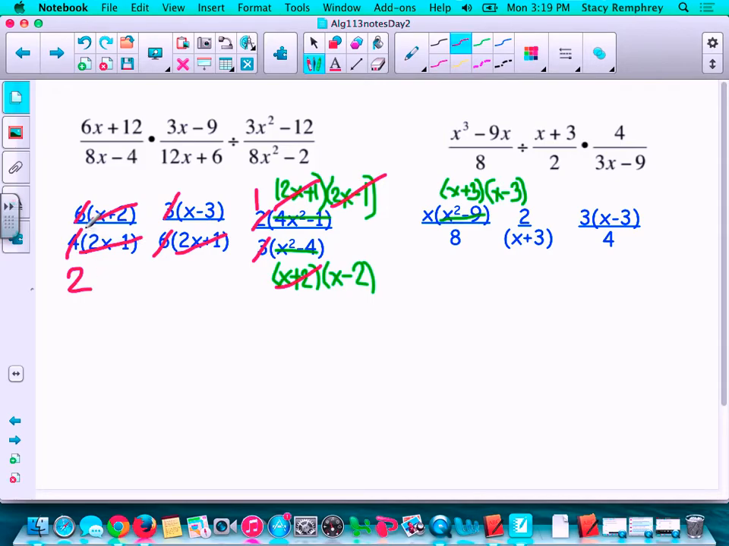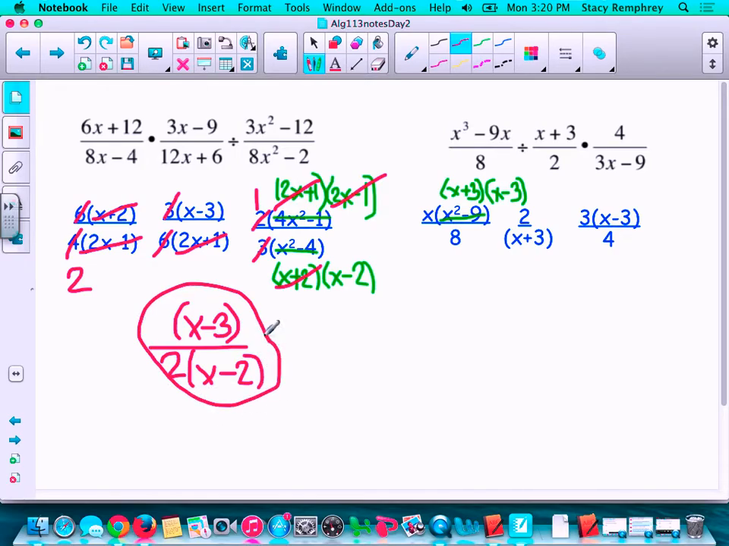So we did a whole lot of stuff. Let's see what we have left on the top. I have an x minus 3. And on the bottom, I have a 2. It's right here. And an x minus 2. Okay, so that's your final answer.